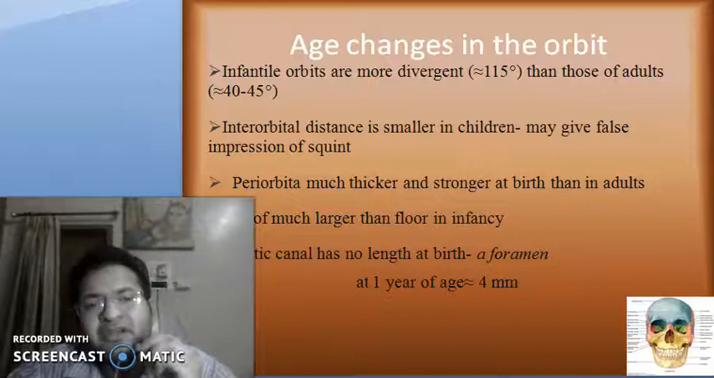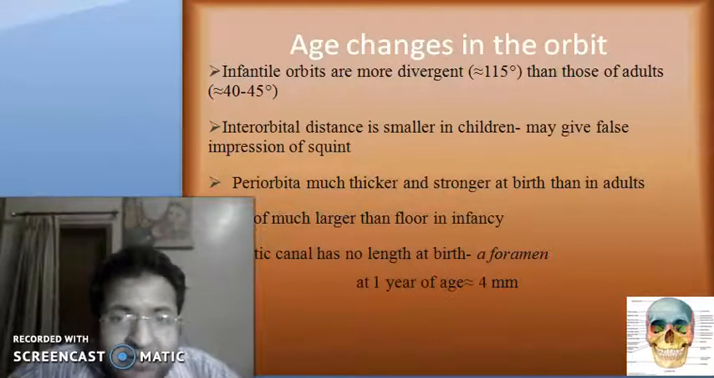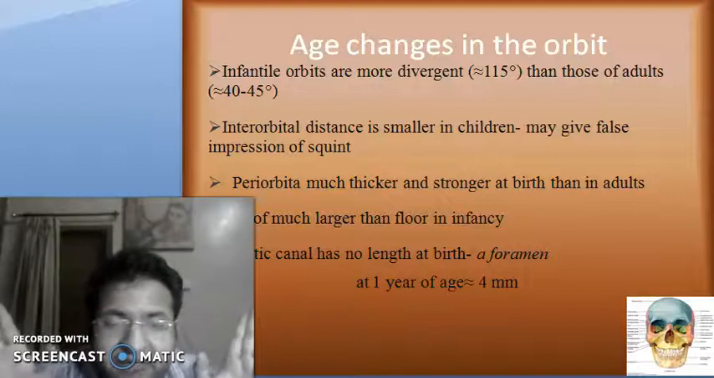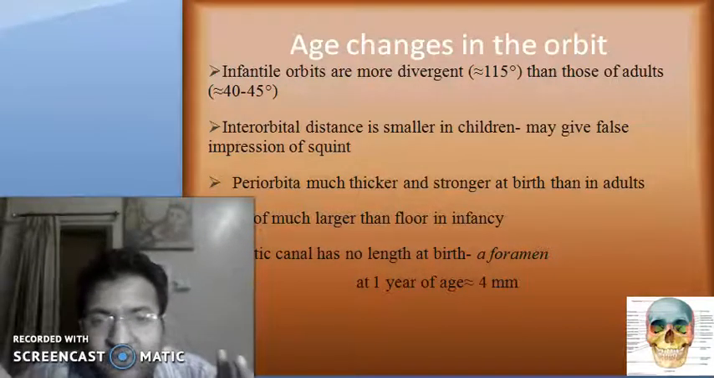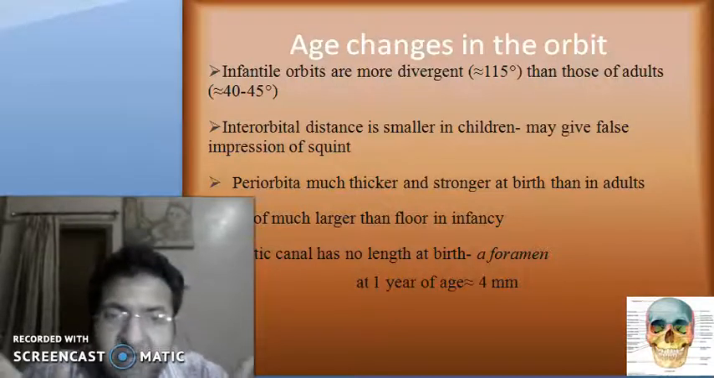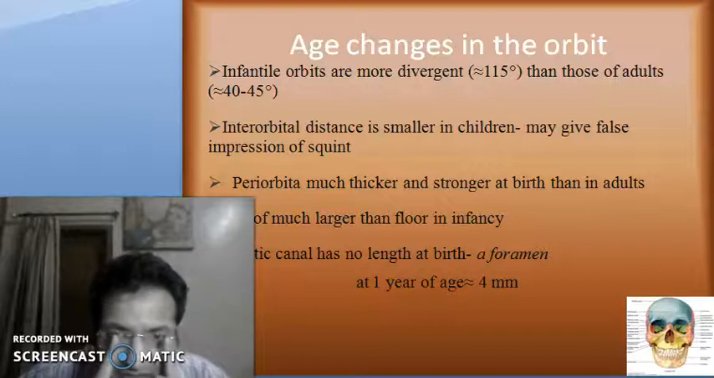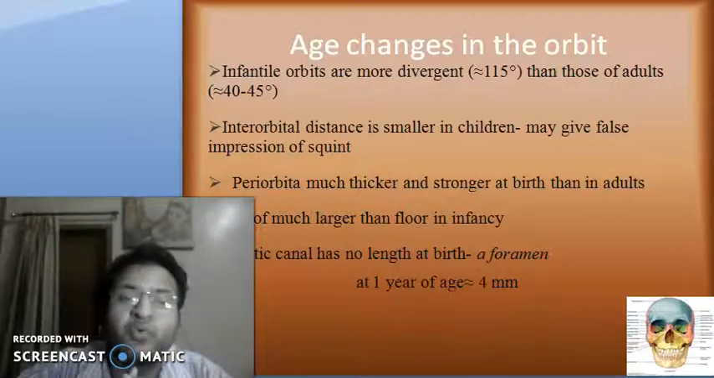What are the various changes in the orbit with age? The infantile orbits are more divergent. In fetal life it was 180 degrees. The infantile orbits are approximately 115 degrees, more divergent than those of adults. In adults, it is just 40 to 45 degrees. The interorbital distance is smaller in children and may give a false impression of squint, that is strabismus.